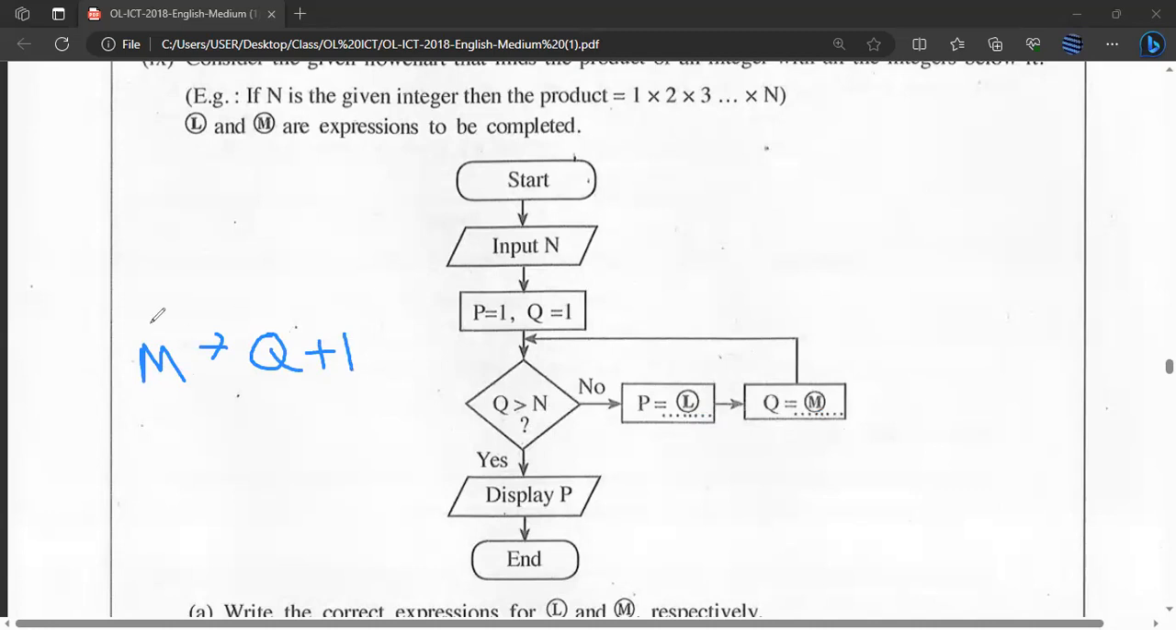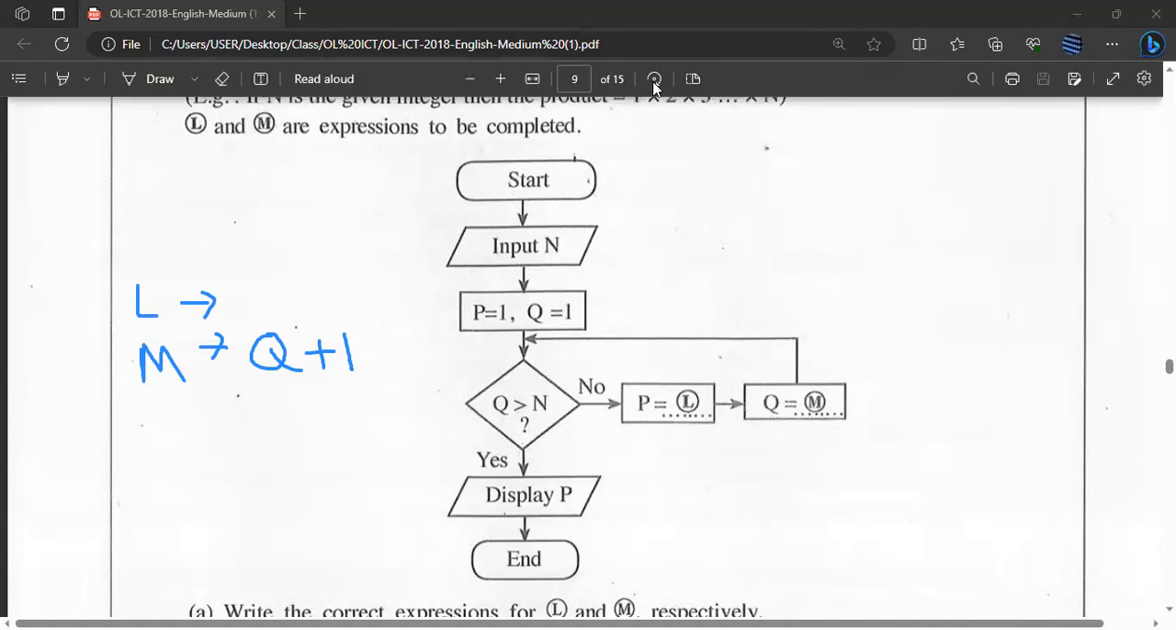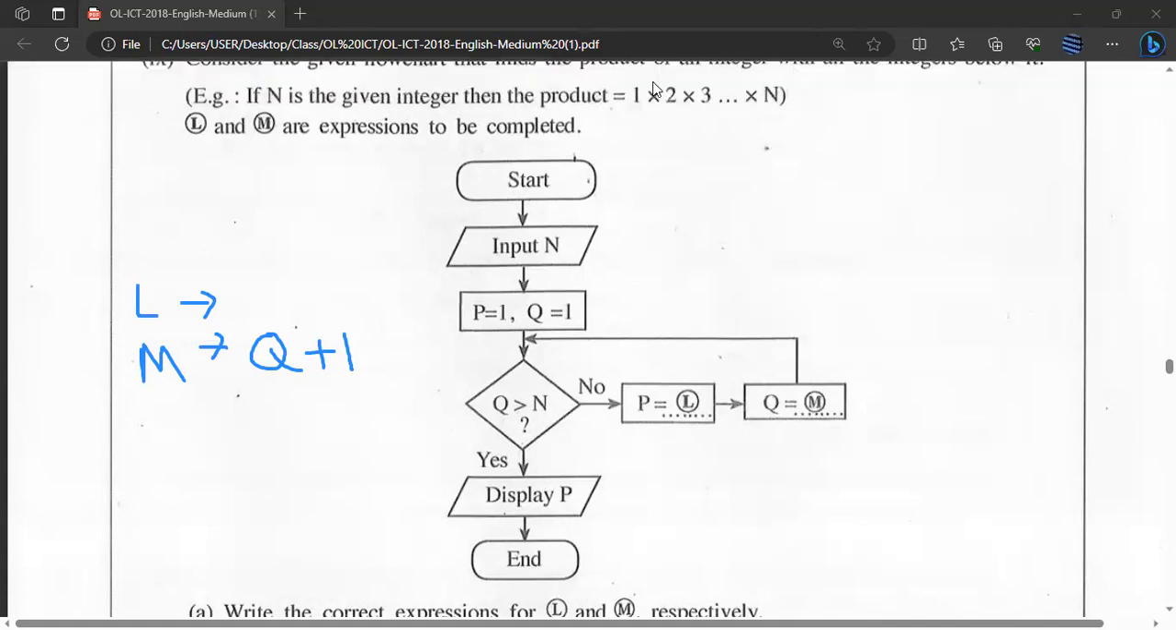Then for L, the answer is going to be P into Q, because look here, William, here we need to multiply, right? We need to multiply the numbers. So you need to multiply the P into Q, okay? P into Q. Right, so we have found the answers for that. Then we can move forward to the next one.